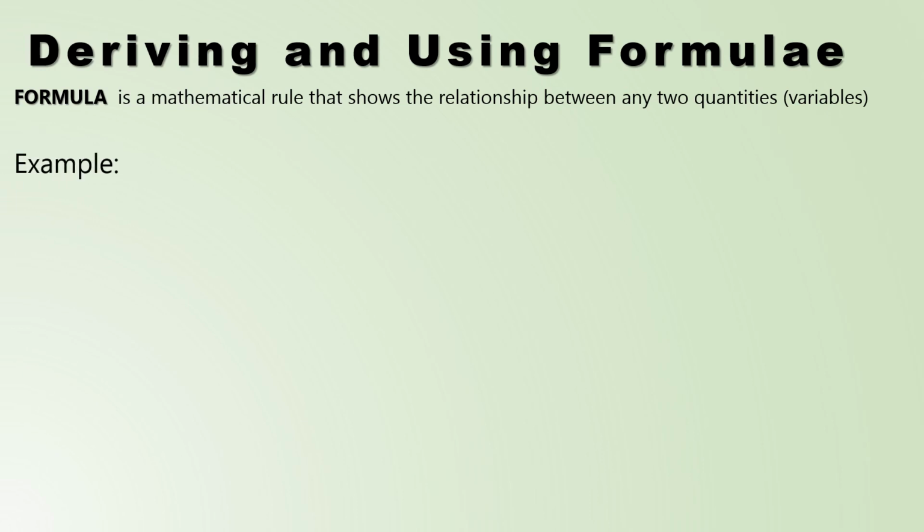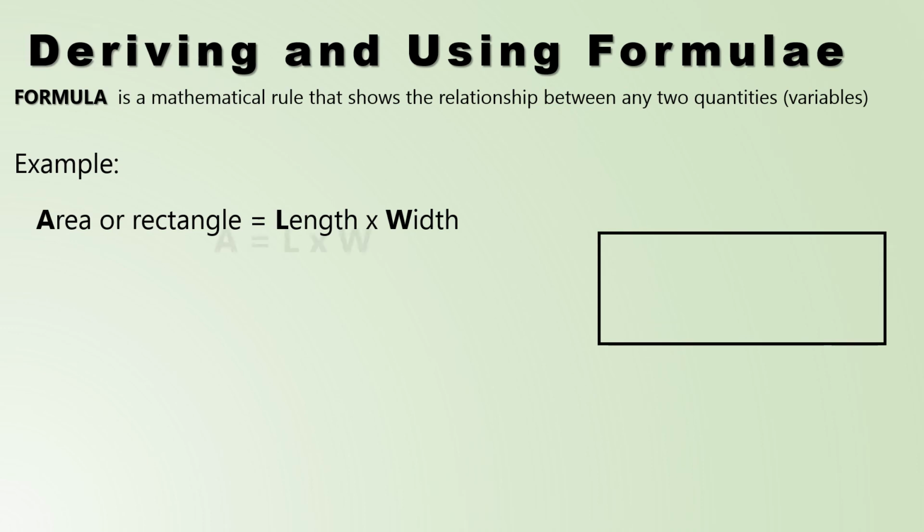Let us take an example. We are all aware of the formula for the area of a rectangle, that is length times width. So we can use alphabets or variables to represent or to derive this formula. That is, we can write A as L times W. Now, in a particular situation, we are given that the length of the rectangle is 7 centimeters and the width of the rectangle is 3 centimeters.